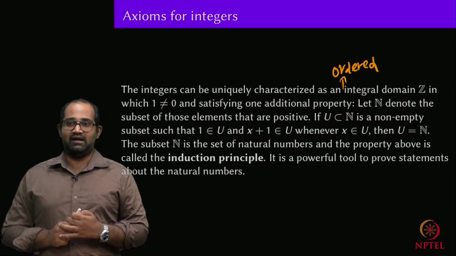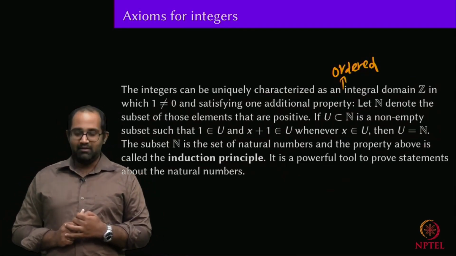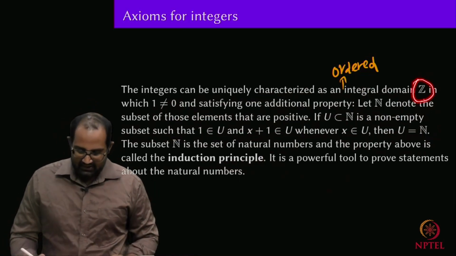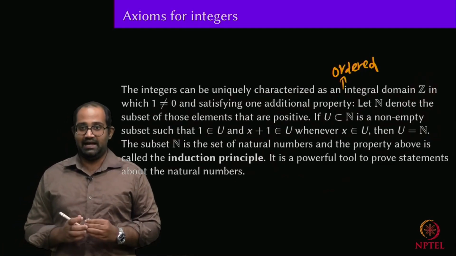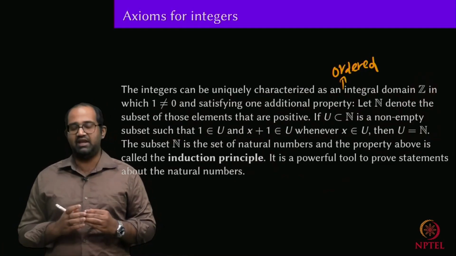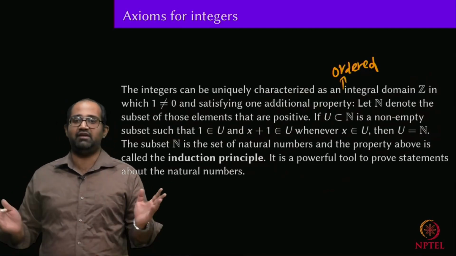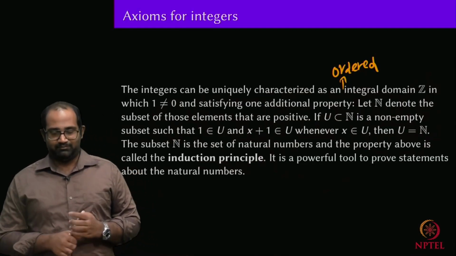Notice that this axiomatic definition does not tell me how to get the set Z. It merely says that Z is a set equipped with two binary operations as well as an ordering such that several things are true about that set Z. Okay.